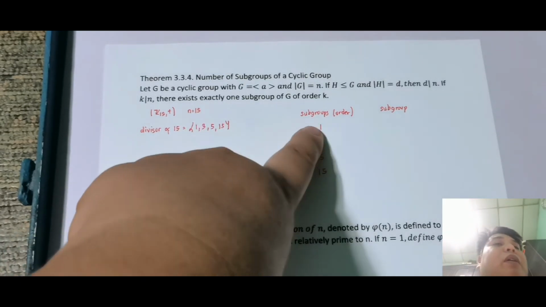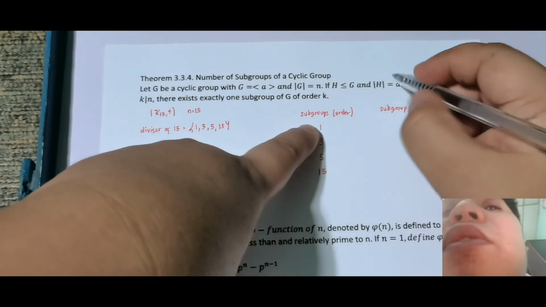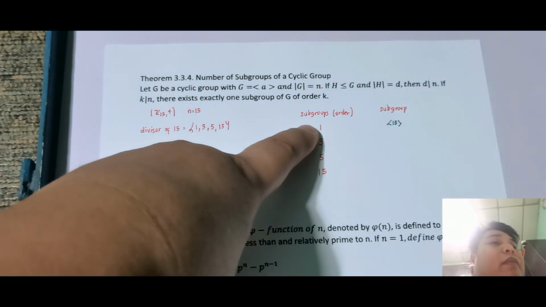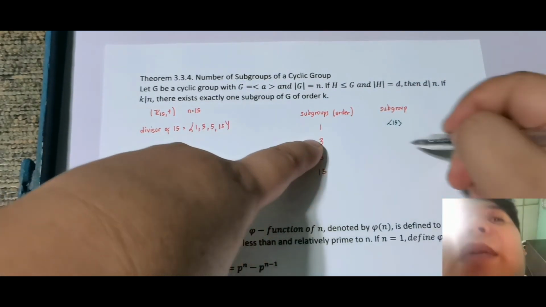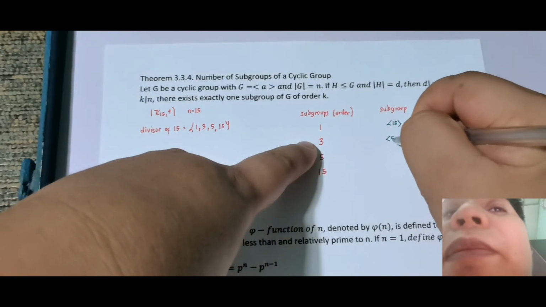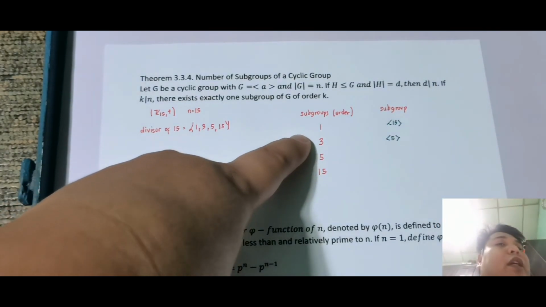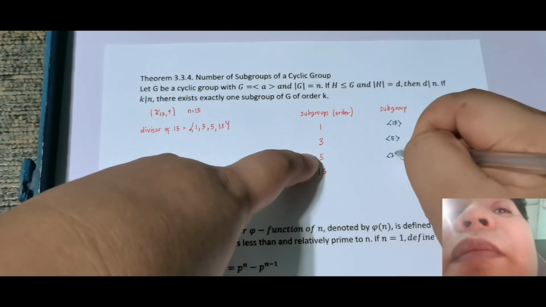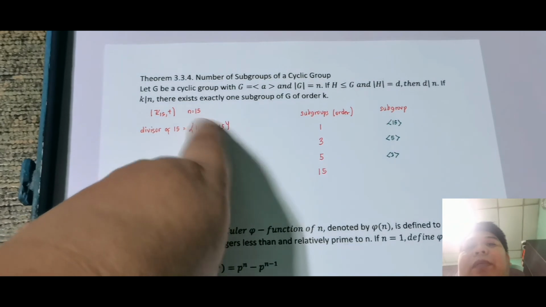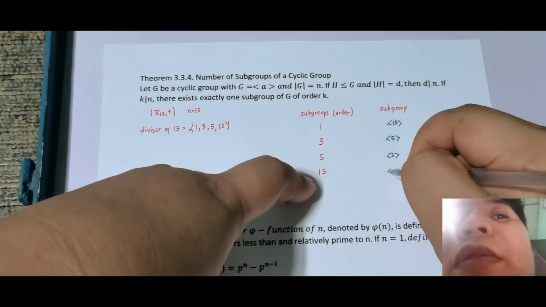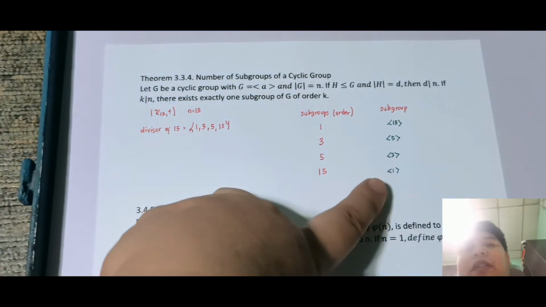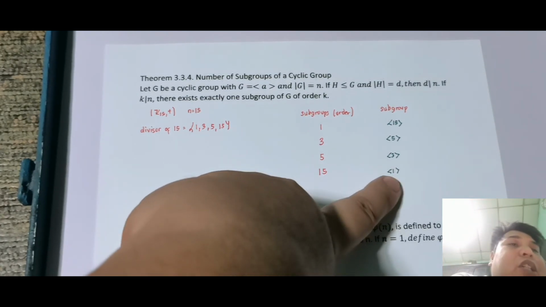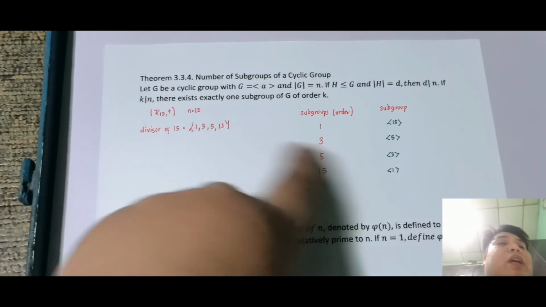Okay, kunyari 15 divided by 1, 15. So meaning, yung cyclic subgroup generated by 15, ang order niya is 1. Next, 15 divided by 3 is 5. So yung cyclic subgroup generated by 5, ang order niya, 3. Next, 15 divided by 5 is 3. Yung cyclic subgroup generated by 3, ang order niya, 5. Then, 15 divided by 15, this is 1. So yung cyclic subgroup generated by 1 na may order 15, which is alam natin siya ay generator nung C sub 15, ang order niya is 15.